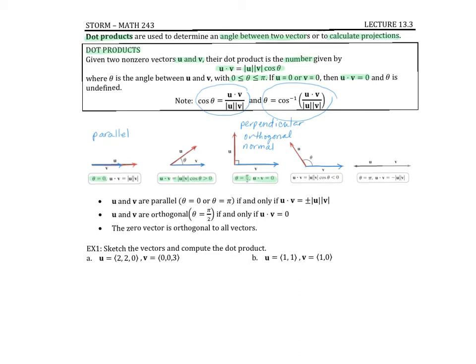In that case, cosine is going to be negative, which means the dot product will also be negative because the magnitudes are always positive.